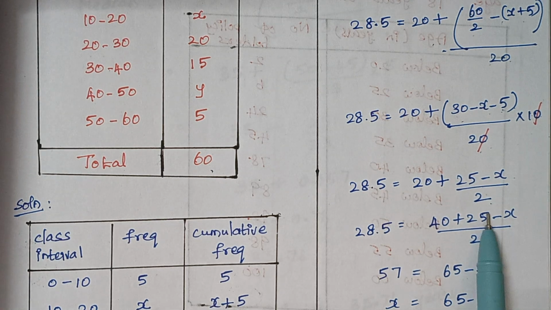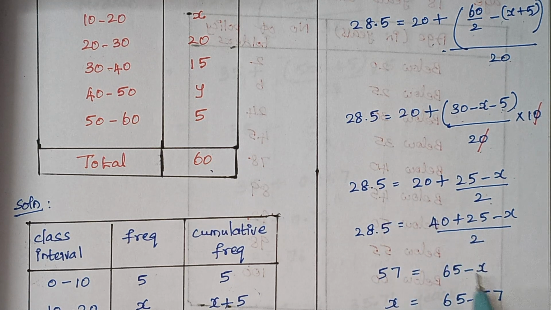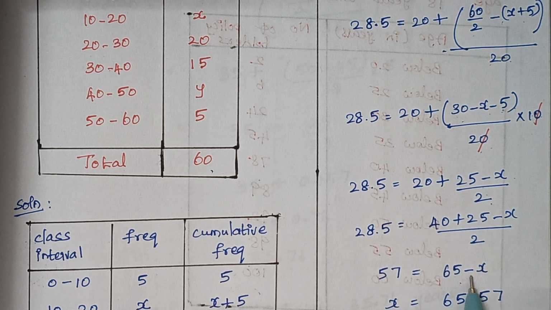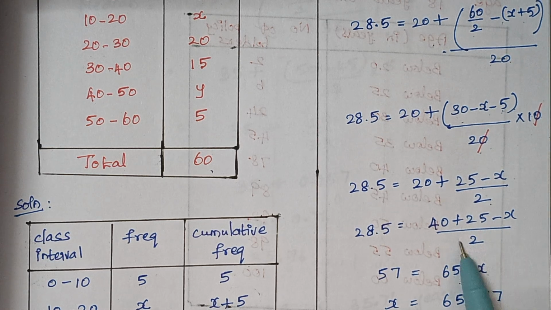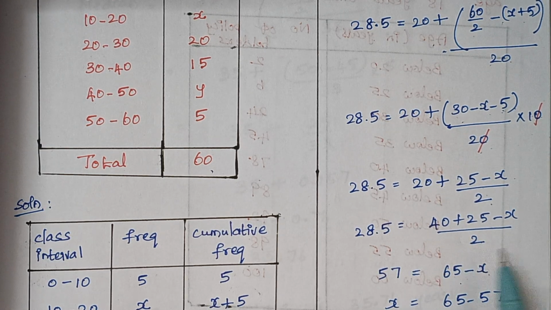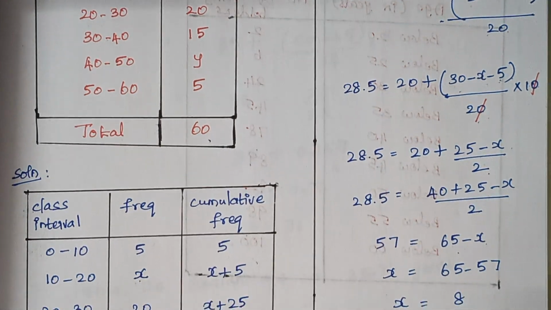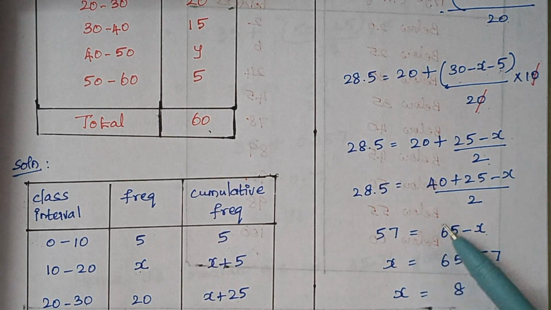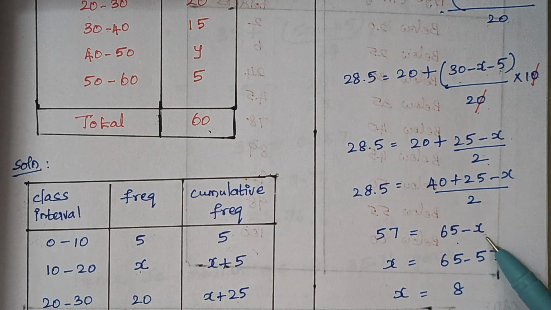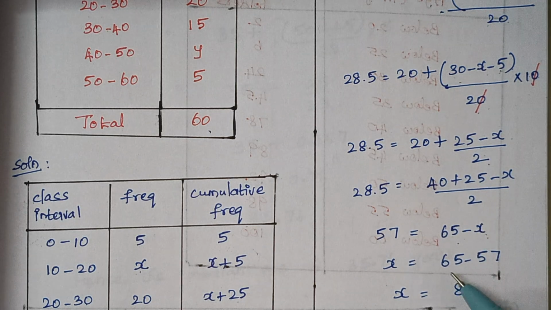So here I am taking LCM. So when you take LCM, 20 into 2 becomes 40. So 40 plus 25 minus x by 2. So here 40 plus 25 makes 65. So 65 minus x, and here I am moving this 2 to the left hand side. So here it is in the denominator. When you move it to the left hand side, it becomes multiplication. So 28.5 into 2 becomes 57. So 57 is equal to 65 minus x. Therefore the value of x is 65 minus 57. Therefore here it is 8.